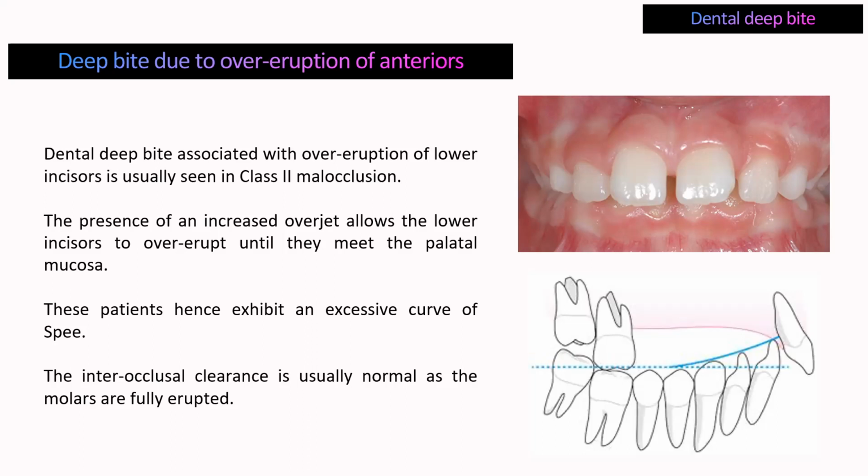The patient exhibits an excessive curve of Spee. So the curve of Spee, you know, is a smooth curve that passes through the canine and the last erupted molar. As the incisors erupt, the curve of Spee deepens. The curve of Spee has to be 1.5 millimeters in your premolar area. You all know that, but in deep bite cases, especially due to over eruption of lower anteriors, the curve of Spee deepens. The interocclusal clearance is usually normal as the molars are fully erupted.